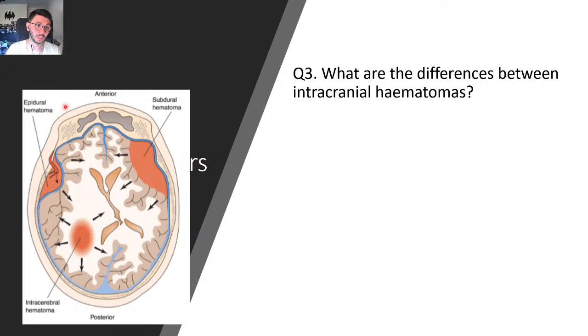So we start with the epidural hematoma. This is a collection of blood between the cranium and the dura mater. And as you can see, it's pushing into the dural space. And yeah, it's not good.